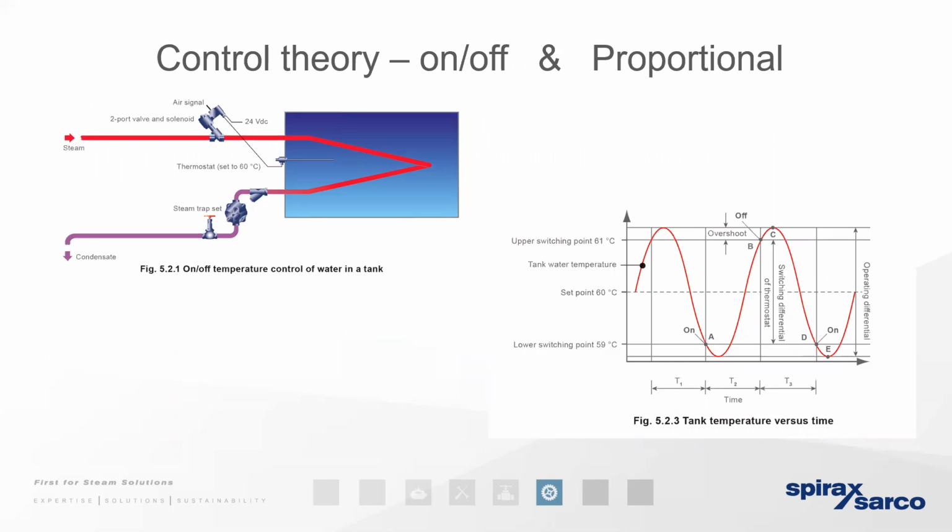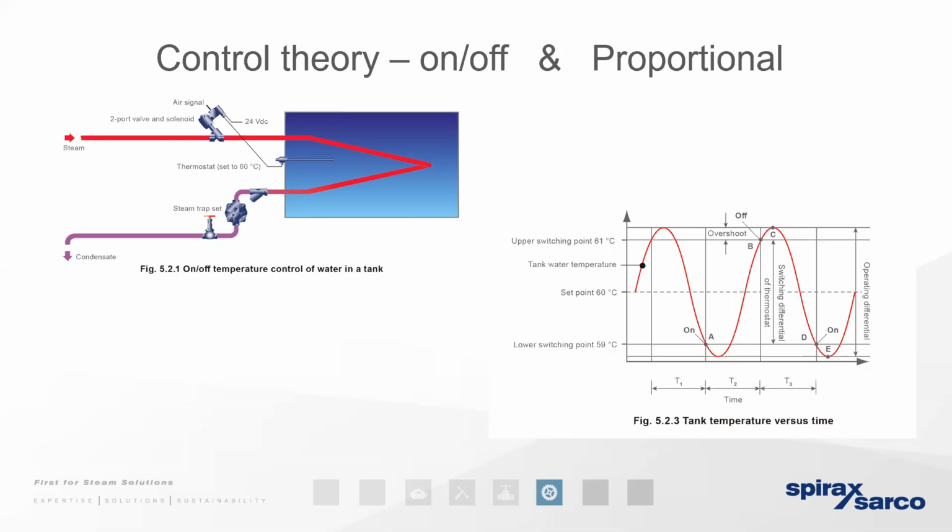It's not ideal by any stretch, because the valve is either fully open or fully closed, no in between. So it's kind of like having an on-off light switch on your wall at home. The light's either on or the light's off. But for the vast majority of applications, we're going to use a self-acting valve. And a self-acting valve works on a proportional control principle.